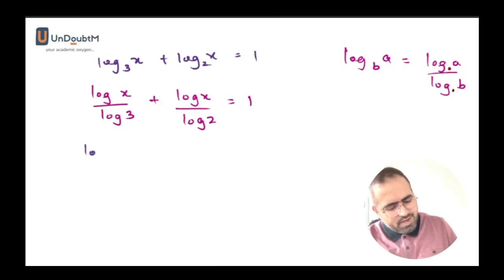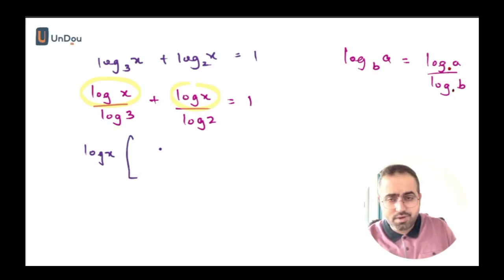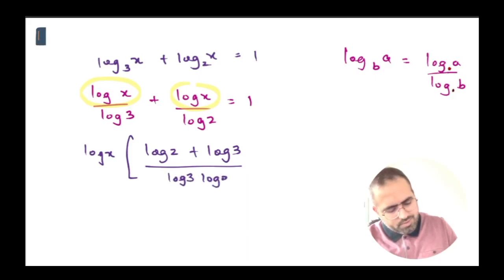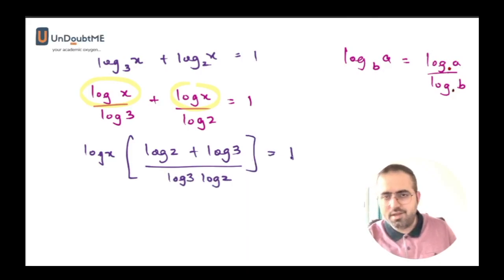In the next step, we will take log x common because it is there in both the terms. It will be taken out common. After that, we are left with 1 over log 3 plus 1 over log 2. We'll take the LCM of that. That will give me log 2 plus log 3 over log 3 times log 2. On the other side, we have 1.